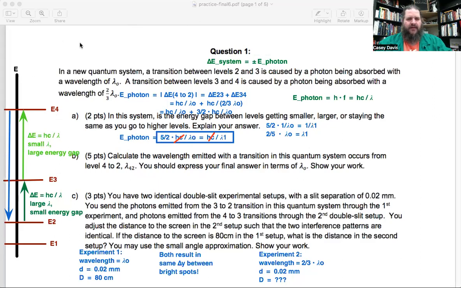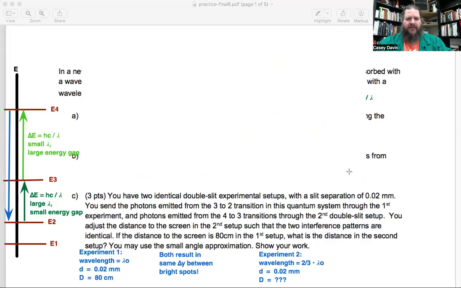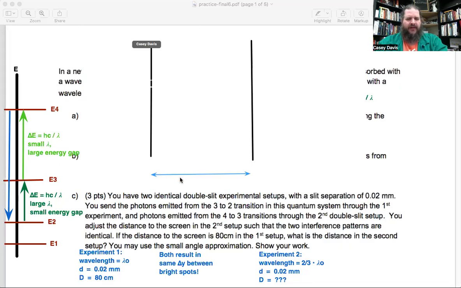Let's backtrack to that then. If we're dealing with a double slit setup, let's say we've got a wall with a narrow slit in it, and then another narrow slit. Something like that. And then we have another wall somewhere further off. So we'd say the distance between the walls is what we're calling capital D, which in this case is 80 centimeters.